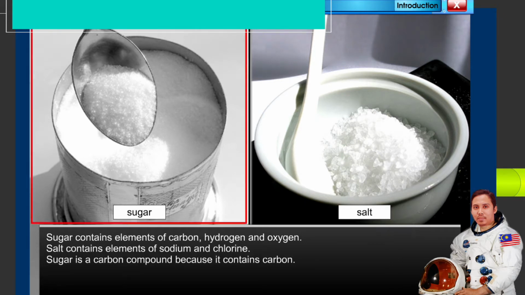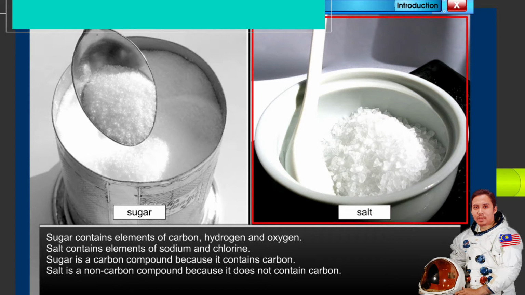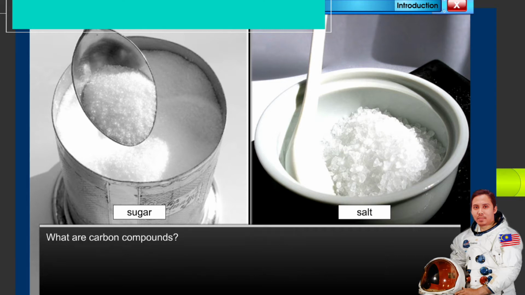Sugar is a carbon compound because it contains carbon. Salt is a non-carbon compound because it does not contain carbon. What are carbon compounds? Find out.